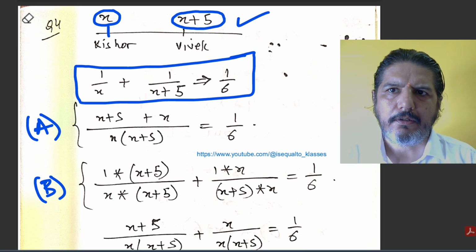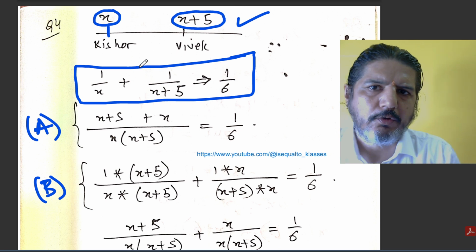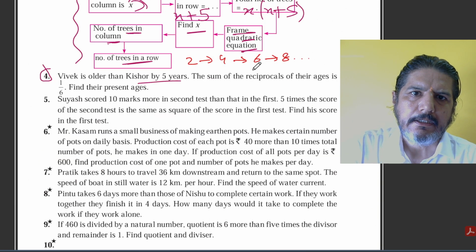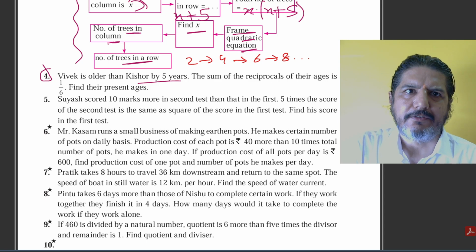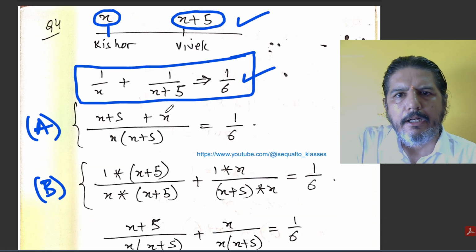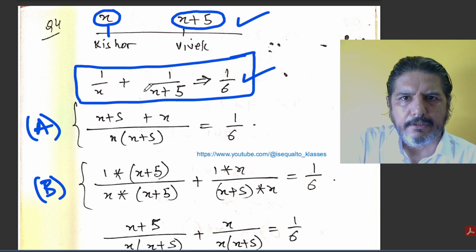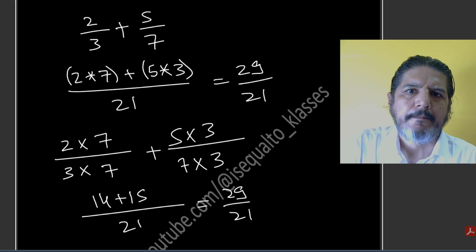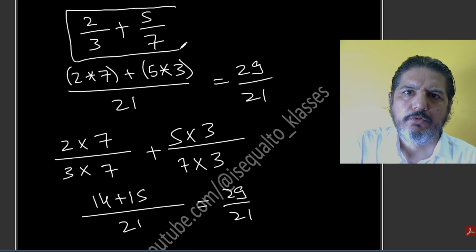So once you take the reciprocals, 1 by x and 1 upon x plus 5, then the sum of the reciprocals is 1 by 6. So our equation is 1 by 6. Now, how do we solve this equation? Before I go forward, I need to make sure that you understand how to add two fractions.